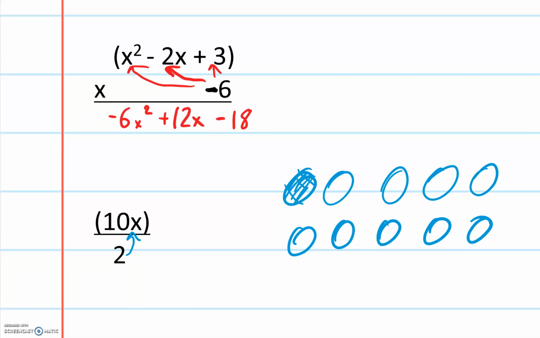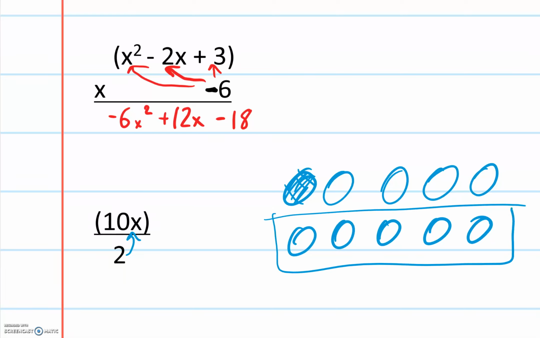So there's 10 baskets there, and we need to make 2 groups. Well, if I go like that, how many baskets are in each group? Well, there are 5 baskets in each group. So without doing the math, we have 5x. Okay, so all we ended up doing was we divided 10 by 2.